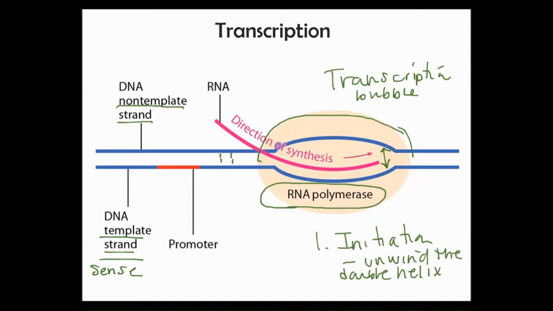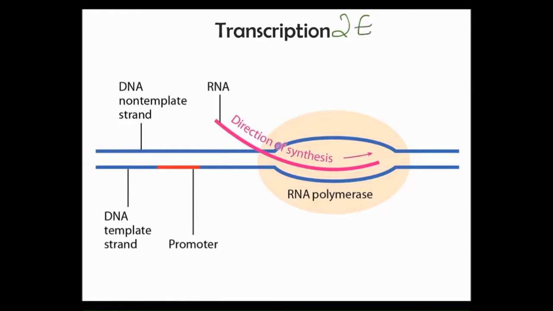Another important question we have to ask is, how does RNA polymerase know where the start of the gene is? And what you'll see here on the bottom strand in red is something called a promoter. The promoter is a DNA sequence that essentially is the beginning or the start of a gene. And this is where our RNA polymerase is going to attach. So in the stage of initiation, our DNA is going to unwind, our hydrogen bonds are going to break, and our RNA polymerase is going to attach to DNA at the site of the promoter.